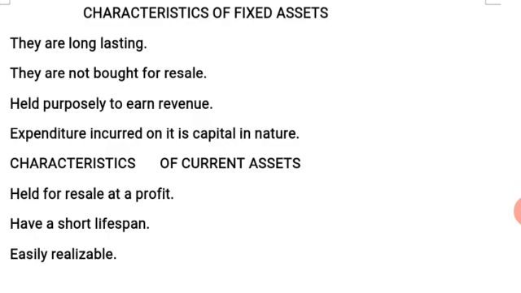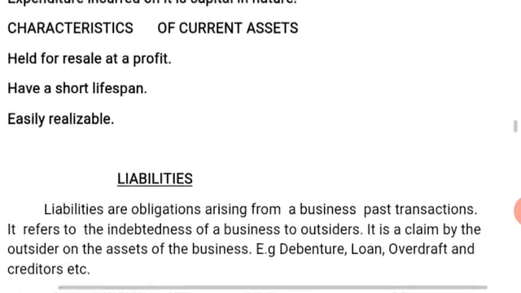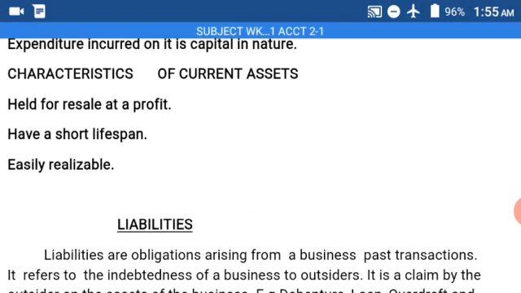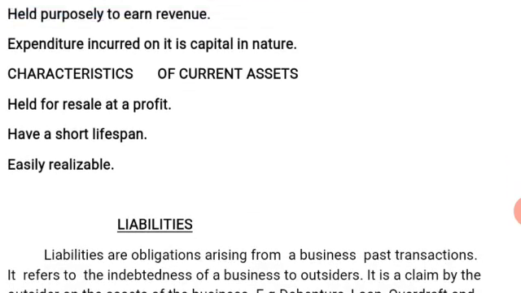Then we move to the characteristics of current assets. The characteristics of current assets include: number 1, current assets are held for resale at a profit. For example, stock is held for resale at a profit. Number 2, current assets have a short life span. For example, cash can be spent at any time. Number 3, they are easily realizable. Current assets can be easily turned to cash, e.g. cash itself, debtors, cash at bank, and stock.